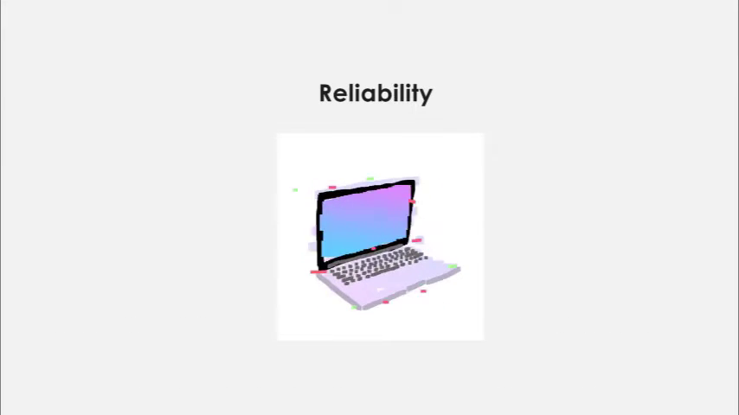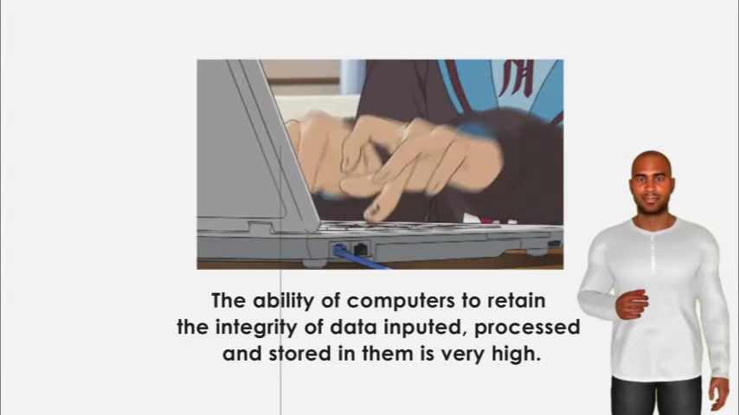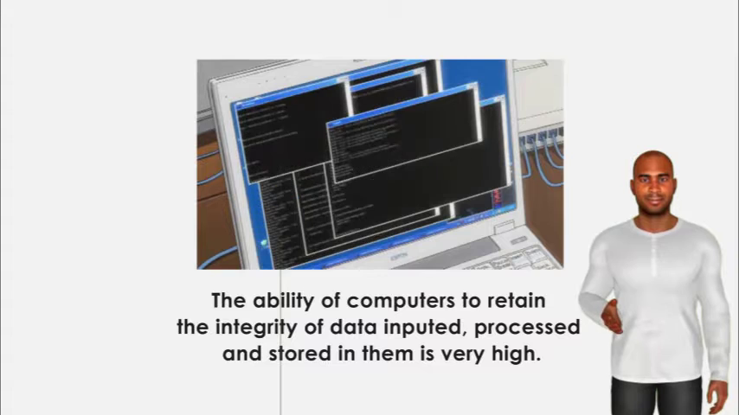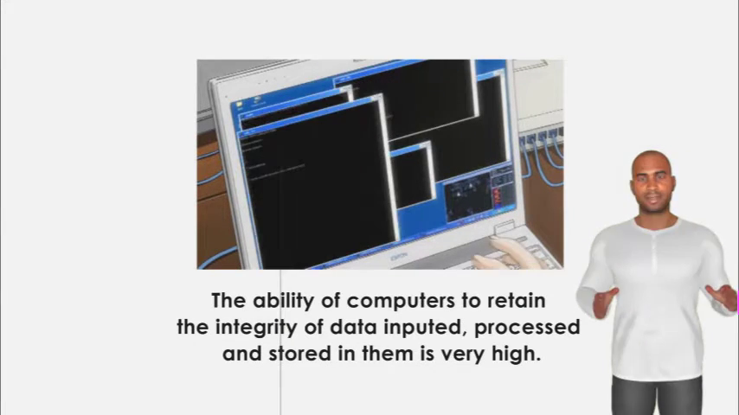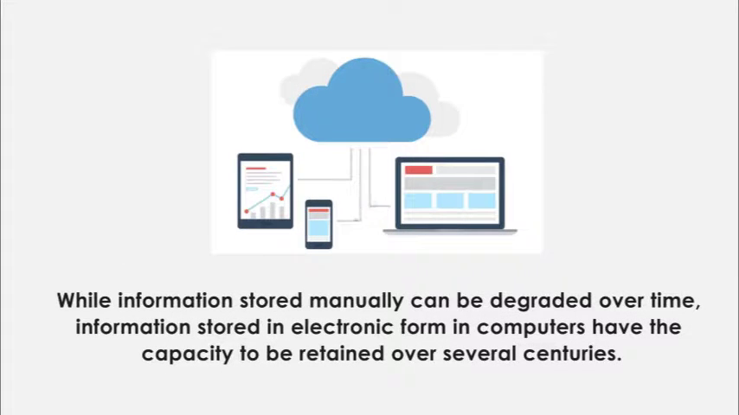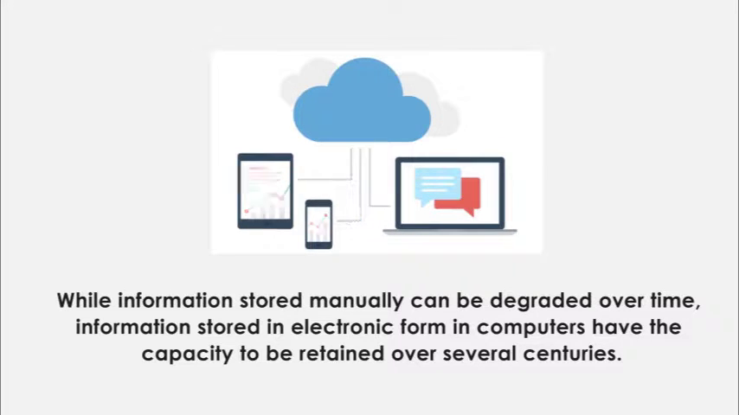Third is reliability. Computers are very reliable. The ability of computers to retain the integrity of data inputted, processed, and stored in them is very high. While information stored manually can be degraded over time, information stored in electronic form in computers have the capacity to be retained over several centuries.